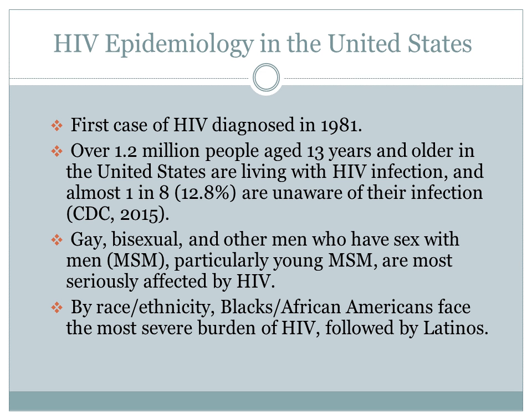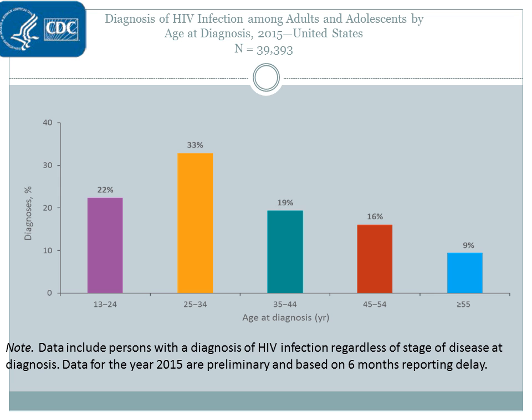The next portion of the webinar, we're going to focus on HIV epidemiology and how we can use some of the surveillance data that's publicly available to us. So just a brief overview of HIV epidemiology in the U.S. The first case of HIV was diagnosed in 1981. Over 1.2 million people aged 13 years and older in the U.S. are living with HIV infection, and almost 1 in 8, or almost 13%, are unaware of their status. This is according to the CDC in 2015. Gay, bisexual, and other men who have sex with men, or MSM, particularly young MSM, are most seriously affected by HIV. And when we look at racial and ethnic backgrounds, we see that Black, African American populations and MSM face the most severe burden of HIV, followed by Latinos.